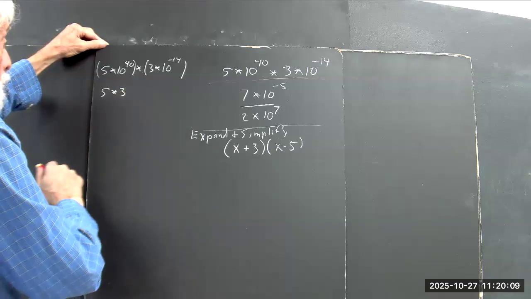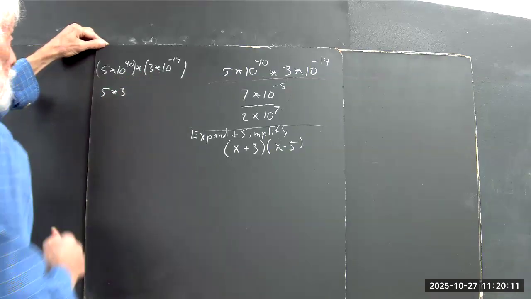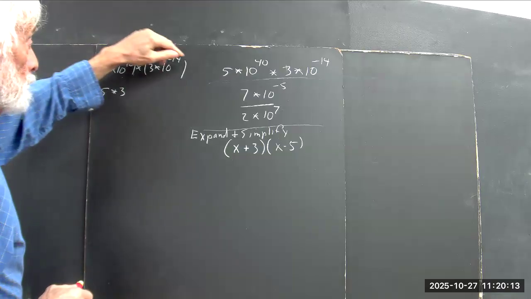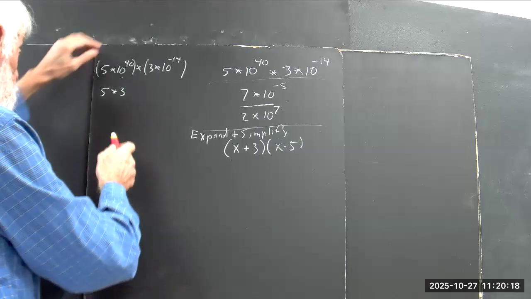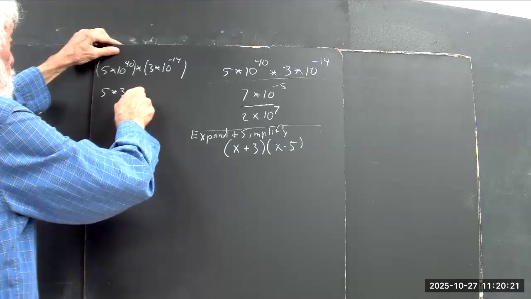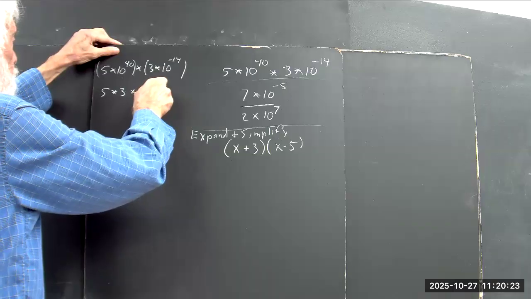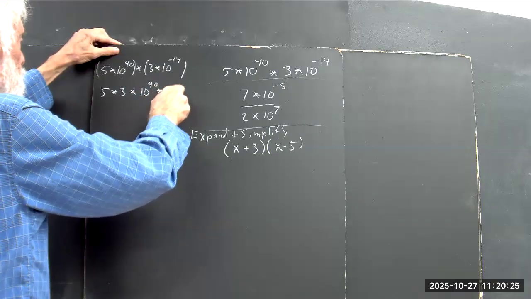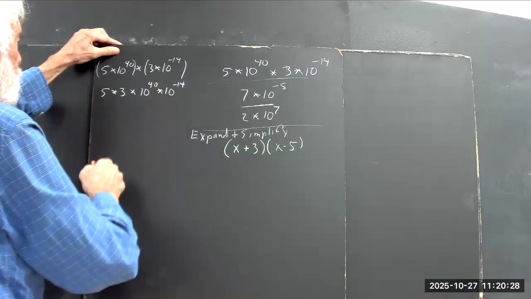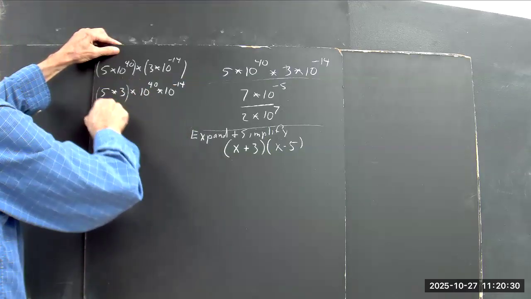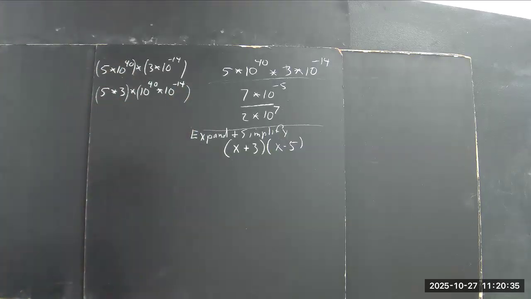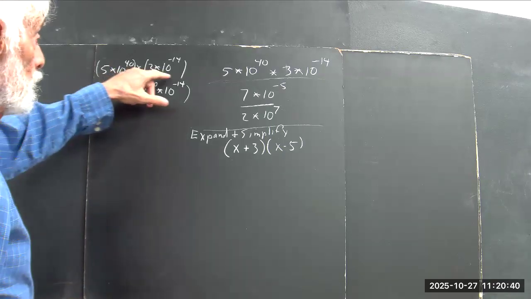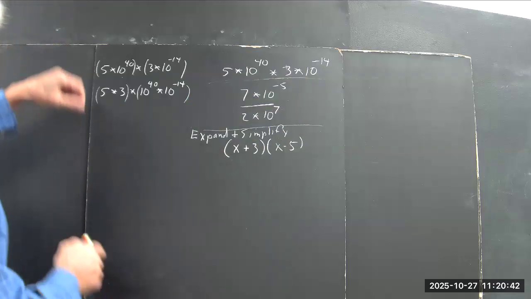as 5 times 3, because you got a bunch of multiplications here. You could actually remove all these parentheses because everything is a multiplication. Every operation is a multiplication. And then that's times 10 to the 40th times 10 to the negative 14th. Now I'm going to put parentheses around the 5 times 3 and around the 10 to the 40th times 10 to the negative 14th. So I've just rearranged the order of these multiplications.